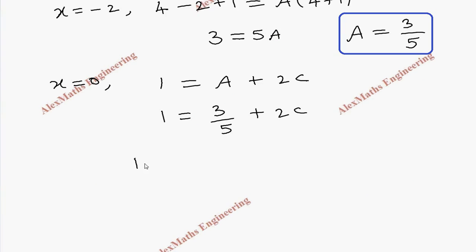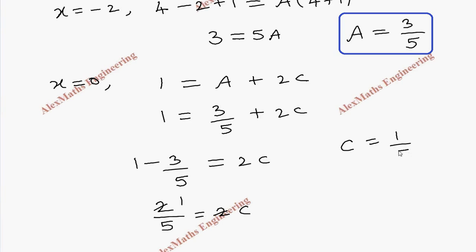Let's take this 3 by 5 to the other side. So this is minus 3 by 5, sorry, 2 by 5. After taking LCM, this will become 5 minus 3, which is 2. 2 by 5 equal to 2c. After cancelling this, we get the value of c as 1 by 5.